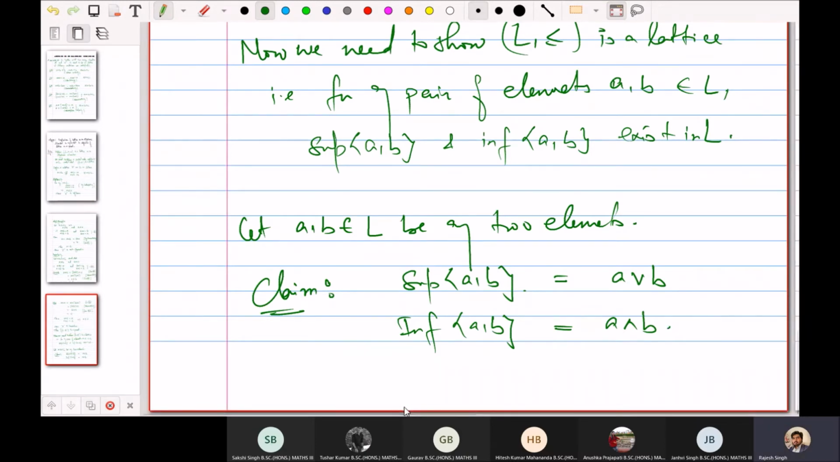Are you able to follow? Yes. समझ आ रहा है या नहीं आ रहा किसी को? Yes, sir. To others, Janvi, Anushka, Tushar, are you able to understand this? अभी तक समझ आ रहा है?